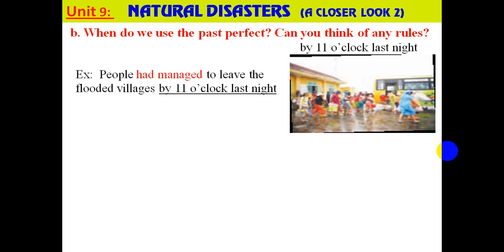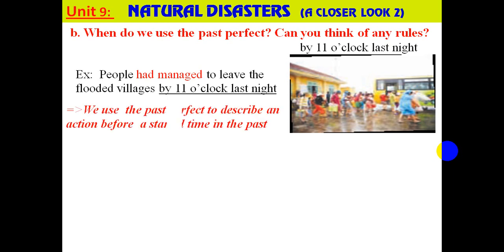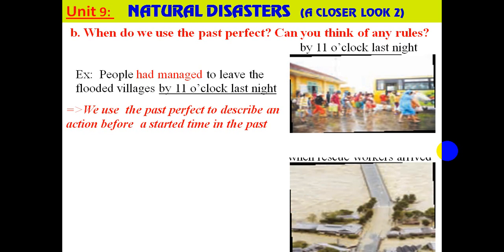Từ ví dụ này thầy có thể nói luôn: nếu miêu tả một hành động xảy ra trước một thời điểm xác định bắt đầu trong quá khứ, như 11 giờ tối hôm qua, thì hành động xảy ra trước đó dùng quá khứ hoàn thành. Nhìn vào tình huống thứ hai, bức tranh thứ hai. When rescue workers arrived. Khi đội cứu hộ đến.